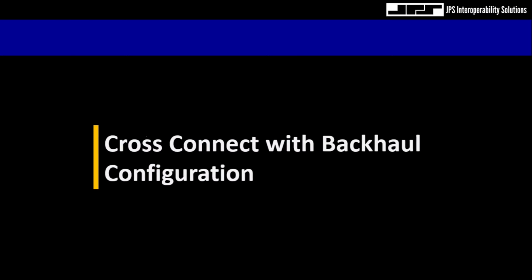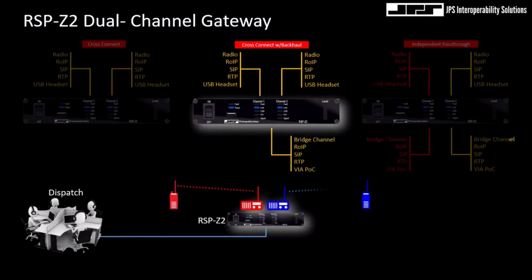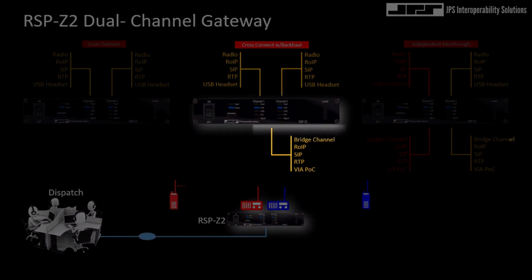So let's talk about another RSP-Z2 configuration pattern, and that would be the cross-connect with a single backhaul. And I think this is one of the most versatile RSP-Z2 configurations in a standalone solution. As you can see in the center diagram, we're going to maintain the cross connection with the two channels. And remember, those channels do not necessarily need to support radio channels or talk groups. This configuration includes a single digital backhaul that can support JPS RoIP channels, bridge channels, again SIP and RTP, and various push-to-talk over cellular applications.